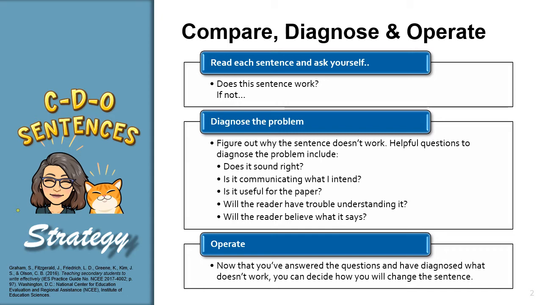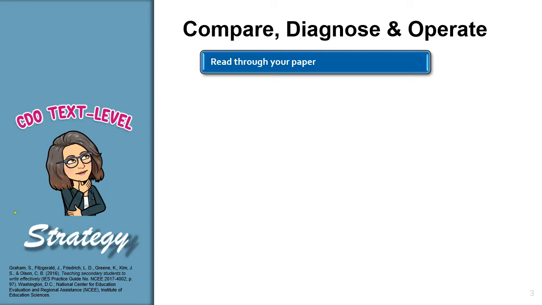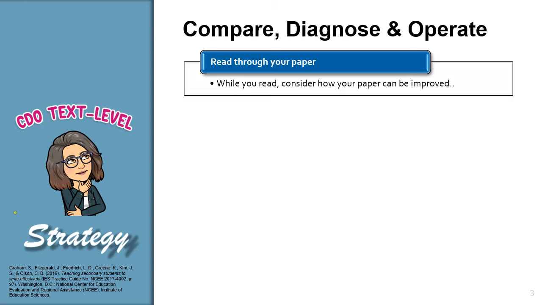Let's take a look at CDO at the text level. Alrighty, you've just finished using the CDO strategy for each and every sentence in your paper. You've compared, you've diagnosed, and you've operated on each and every sentence. Now it's the time to see how these sentences all come together to form your paper. So the first step is to read through your paper and ask yourself how that paper can be improved.